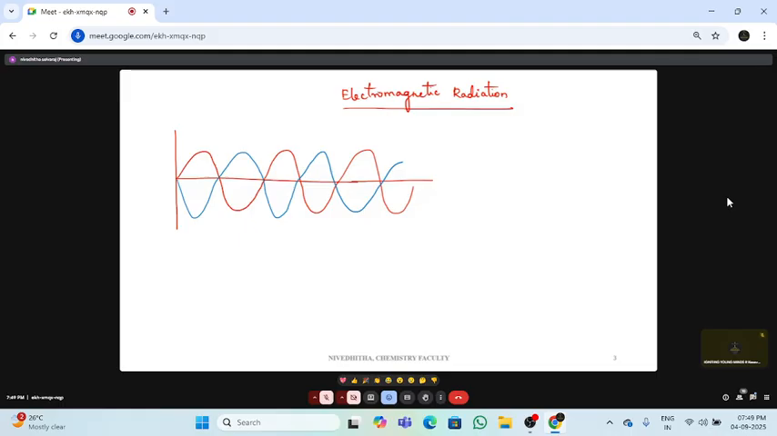So X-rays are different from visible light, and X-rays are different from gamma rays. Basically, electromagnetic radiations differ in their wave parameters. Wave parameters are nothing but wavelength, frequency, wave number, and so on. Now we're going to see what the wave parameters are and the relationship between them.